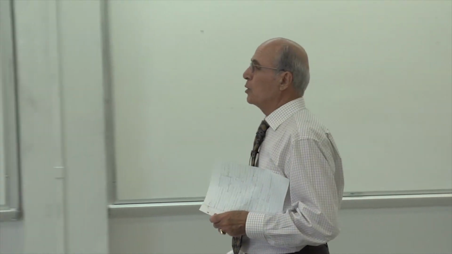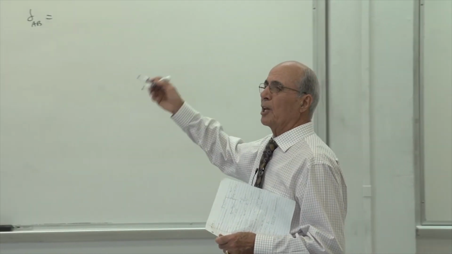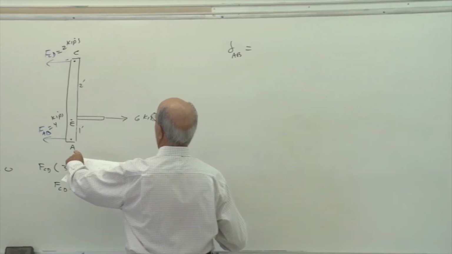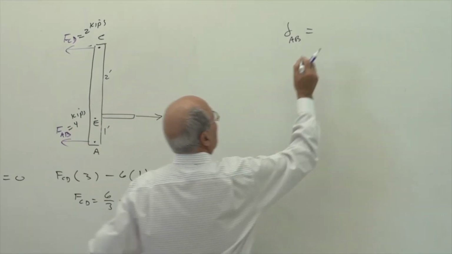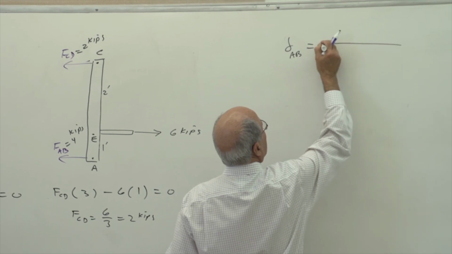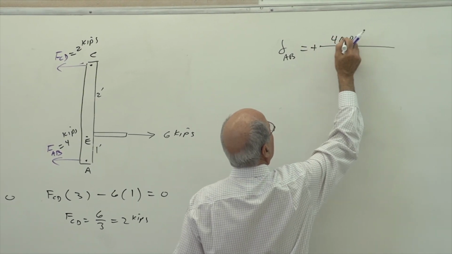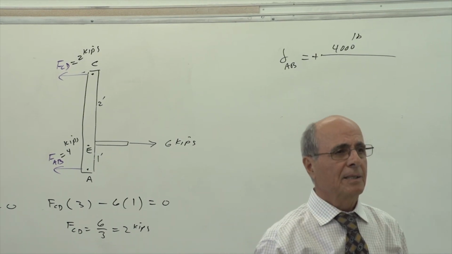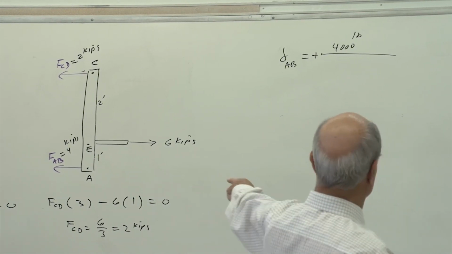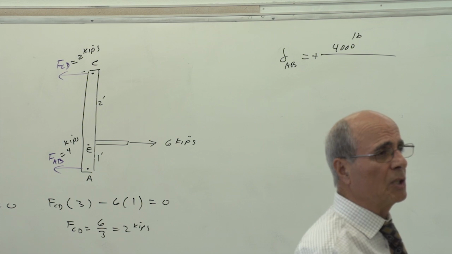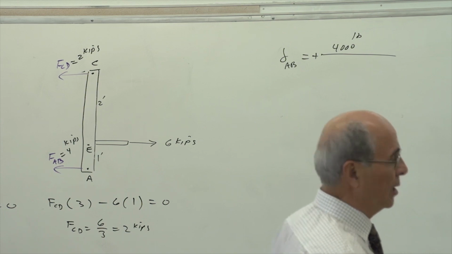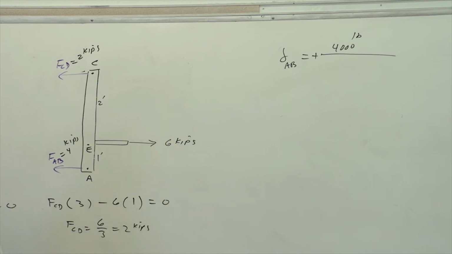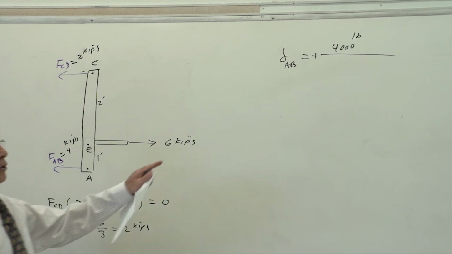So delta AB equal to what? Again, this is repeat. PL over EA. What P? This is AB. What P? Plus, first of all, 4,000 pounds. Yes or no? Correct? The force in member AB, we just calculated statically, is equal to 4, not 6. Yes? 4 and 2, this is the 6. Is that correct or not? Anyhow, 4. What's the length?